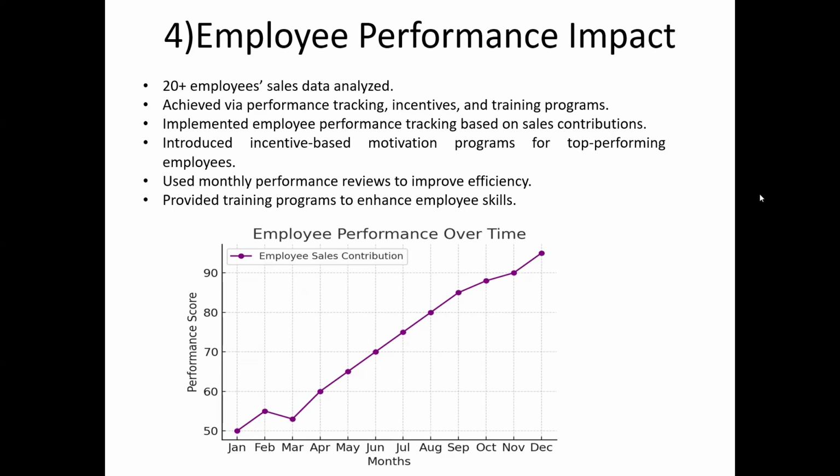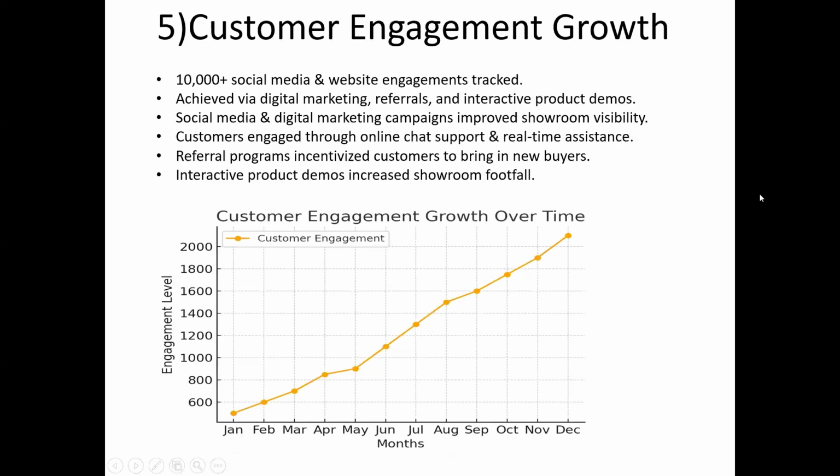Then coming to the fifth point, customer engagement growth. So how the relation between the customer and the employer has grown. Posting on social media websites, engagement is tracked, and achieved through digital marketing, referrals, and interactive product demos. Then social media digital marketing campaigns, improved showroom visibility, I mean modifying the showrooms. Then customer engagement through online chat support, real-time assistance.